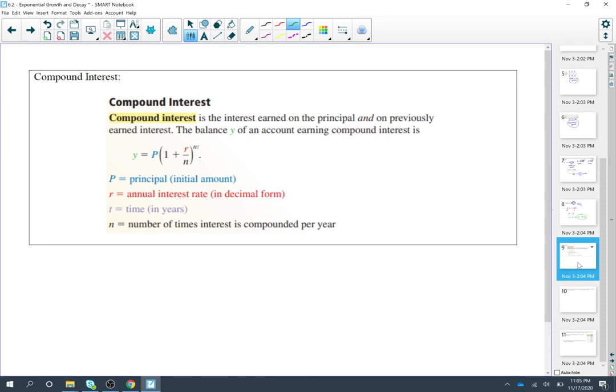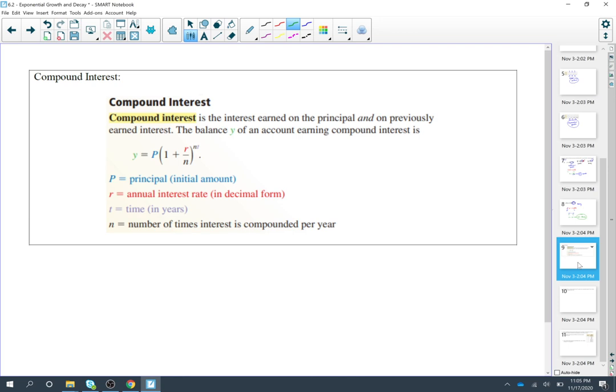Compound interest. Compound interest is an application of exponential growth and exponential decay. Usually if we're talking about interest, we prefer this to be growth because we're talking about money, and it's typically money that you're going to put in a bank, or in a savings account, or in the stock market, and you're going to earn interest on your money, and you always want your money to be going up in value. So compound interest is the interest earned on the principal and on previously earned interest.